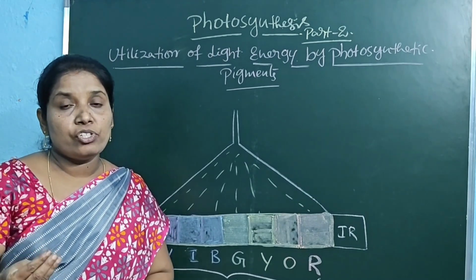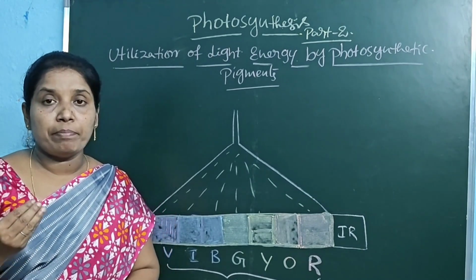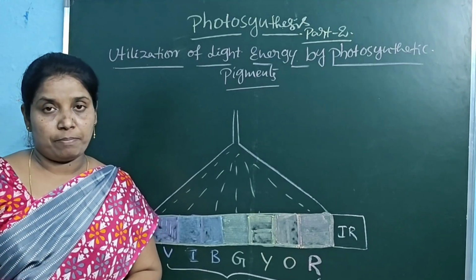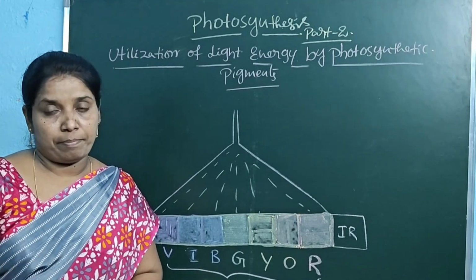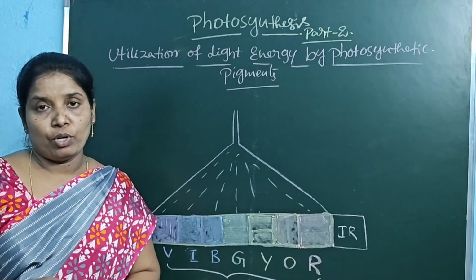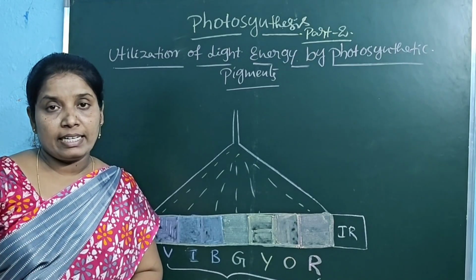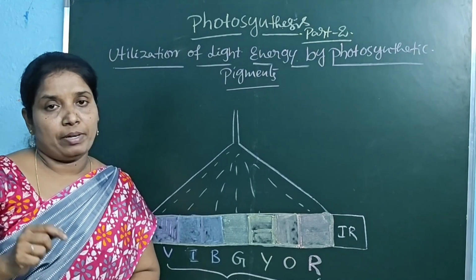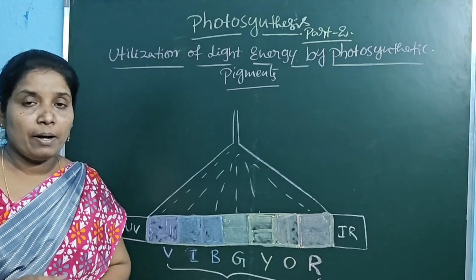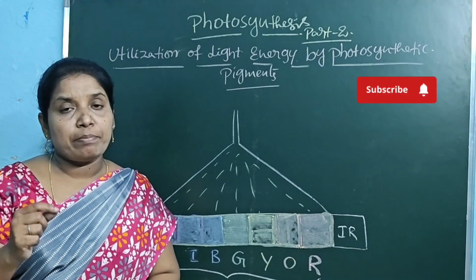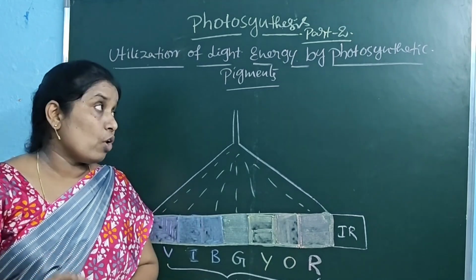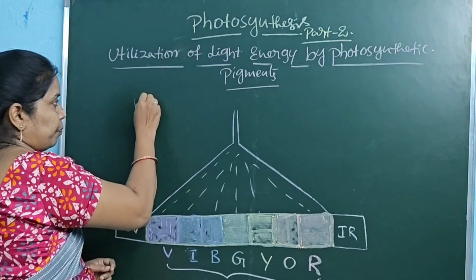So the light energy falling on the green plants is not completely absorbed by the plants. It is reflected by them, and only a little amount passes through them. Only 1% of the light energy is absorbed by the pigments. Actually, they absorb the visible spectrum. Okay, so let's see what the visible spectrum is.